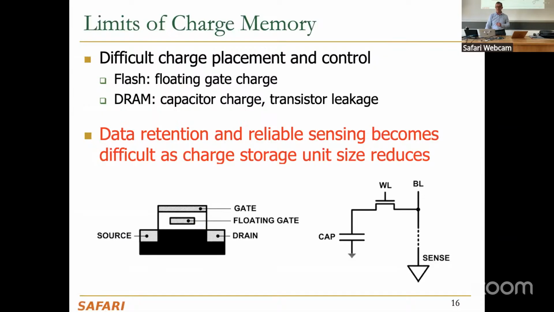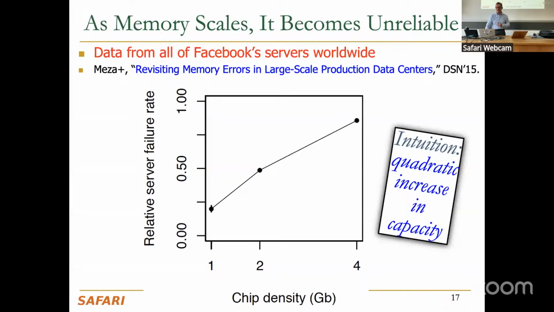Essentially, as you reduce the charge stored unit size and the size of all of the structures to sense, etc., data retention and reliable sensing becomes difficult. And I've given you some data from the field. This is our own data. In general, as I said, I trust my own data that I vet much more than I trust someone else's data that I didn't vet. So you'll see a lot of data from our work.